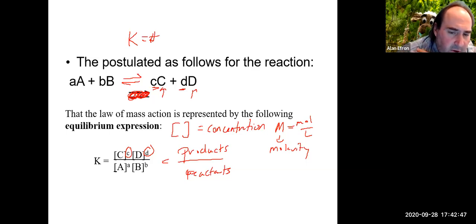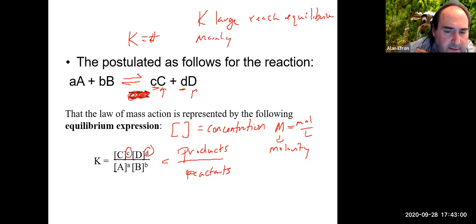If we have a large value of K, if K is large, what that means is when we reach equilibrium, we would mainly have products. And again, just mathematically looking at it, if you have a large number on top divided by a small number on the bottom, you will get a large number. And that's how we could figure out that we would mainly have products.